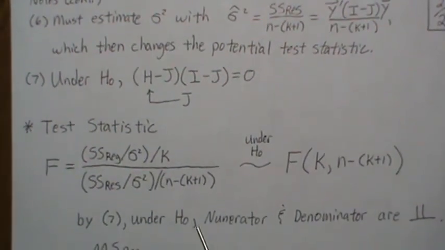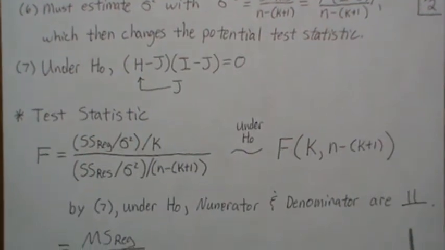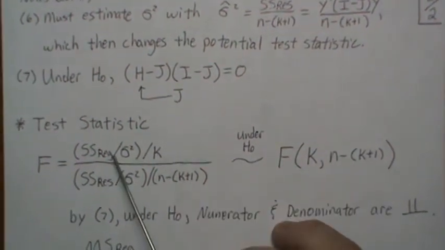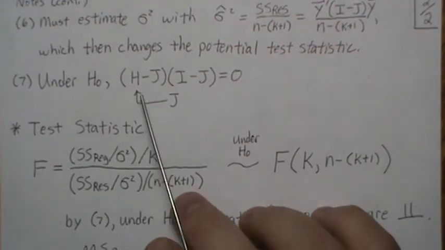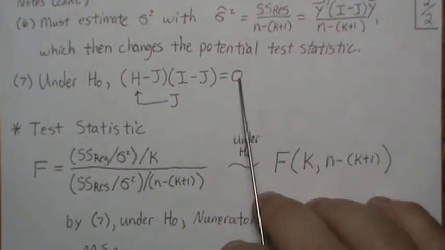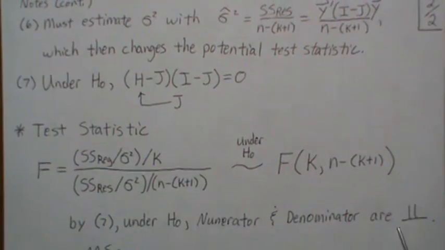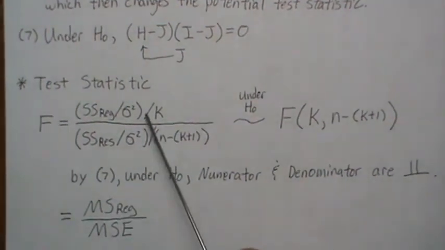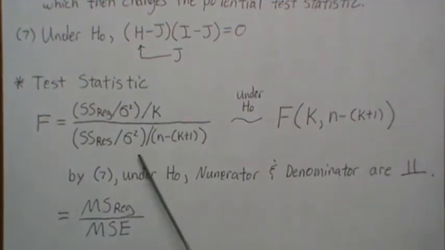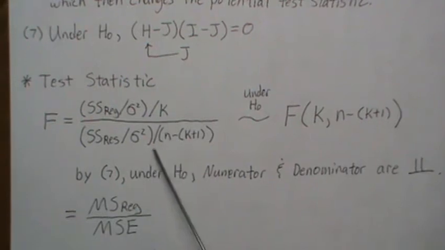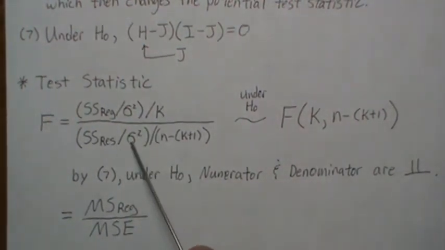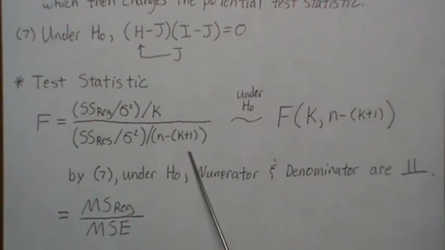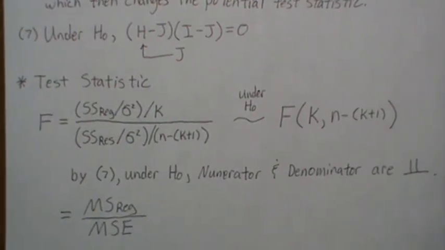Now under the null hypothesis, the numerator and denominator are independent, right? So the random component is a quadratic form, and showing that the product of those matrices is 0 means they're independent. Now the sigma squareds cancel, and we're left with sum of squares regression over k, which is what we have called the mean square regression. And since sigma squared goes away, sum of squares residual divided by its degrees of freedom is the mean square error.